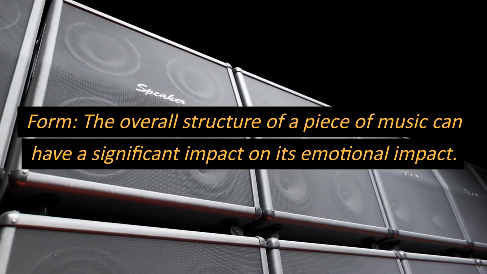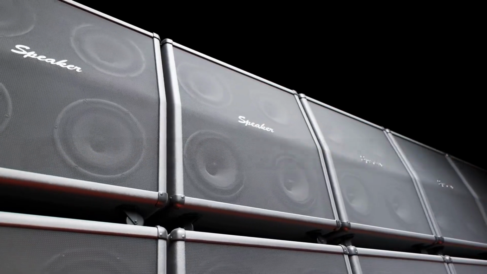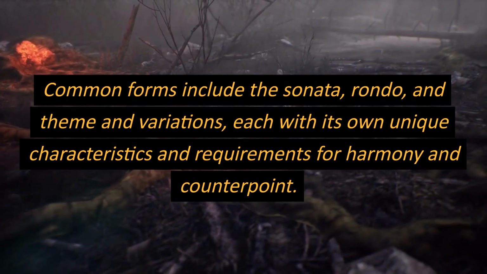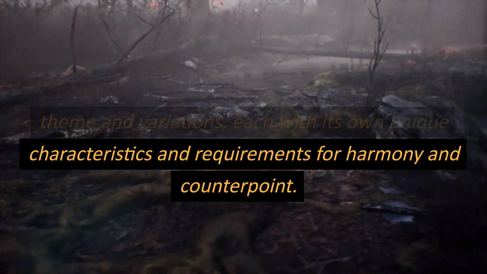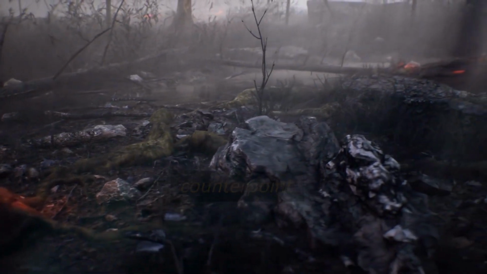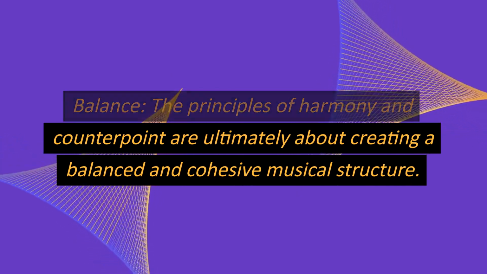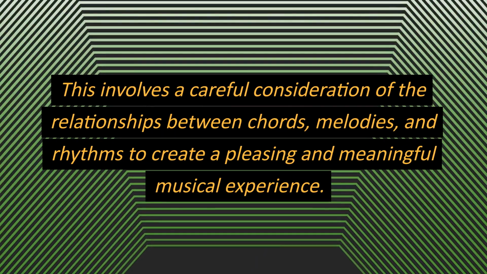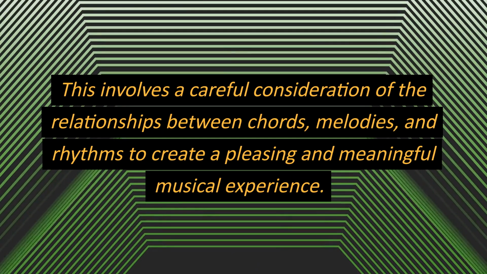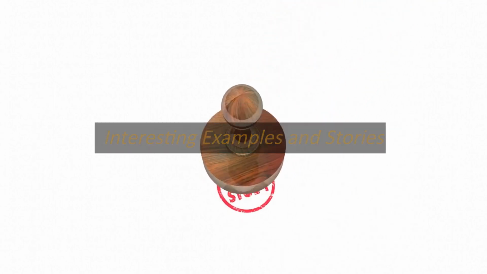Form. The overall structure of a piece of music can have a significant impact on its emotional impact. Common forms include the sonata, rondo, and theme and variations, each with its own unique characteristics and requirements for harmony and counterpoint. Balance. The principles of harmony and counterpoint are ultimately about creating a balanced and cohesive musical structure. This involves a careful consideration of the relationships between chords, melodies, and rhythms to create a pleasing and meaningful musical experience. Interesting examples and stories.